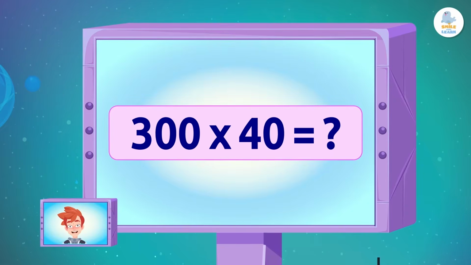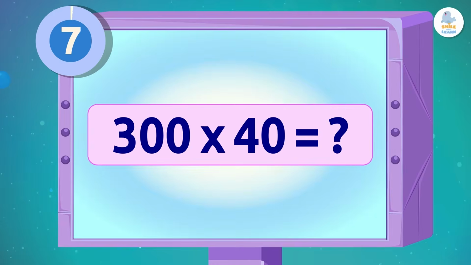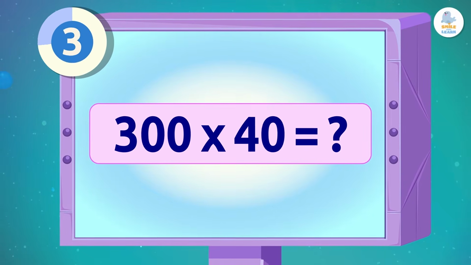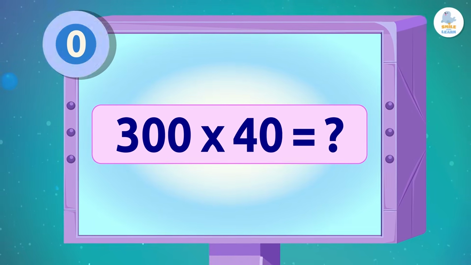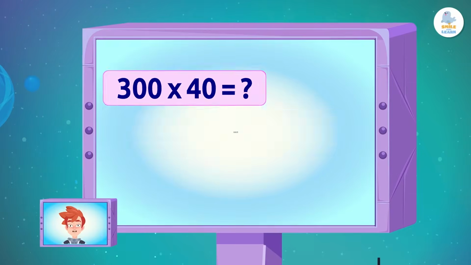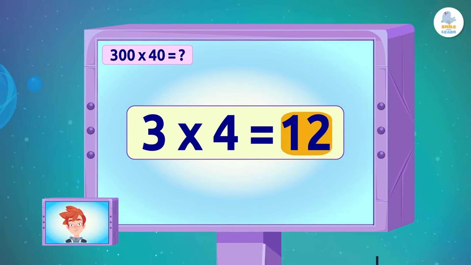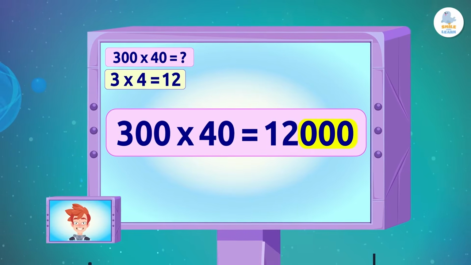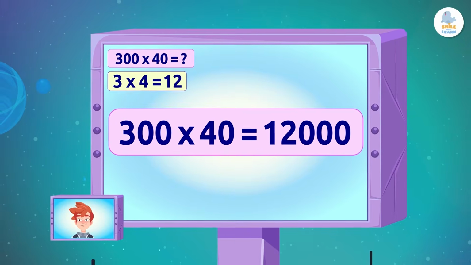How can we calculate 300 times 40 quickly? Here we go! First, we'll multiply 3 times 4, which gives us 12, and then we'll count the zeros and add them to the end. So, 12,000 is the result. Awesome!